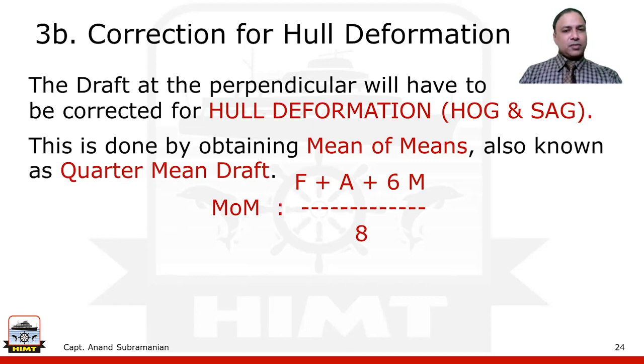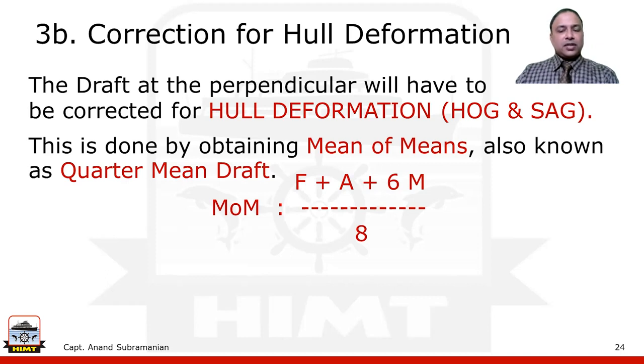Now, this is done by obtaining what is called a mean of means, also known as quartermean draft. And the formula is pretty simple. The mean of mean drafts is, in the numerator, we have forward draft plus the aft draft plus 6 times the midship draft. And the whole thing is divided by 8. So this is basically what is called the mean of mean drafts. And the calculation is also pretty simple.